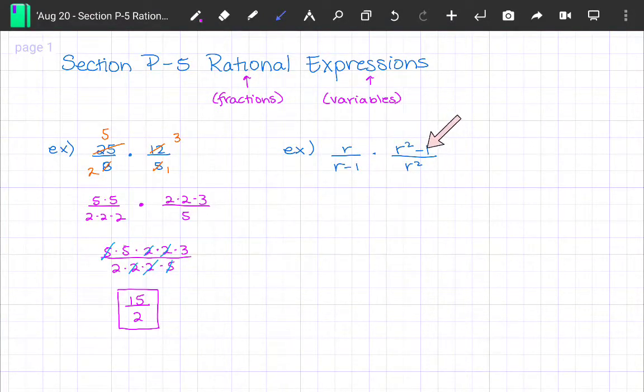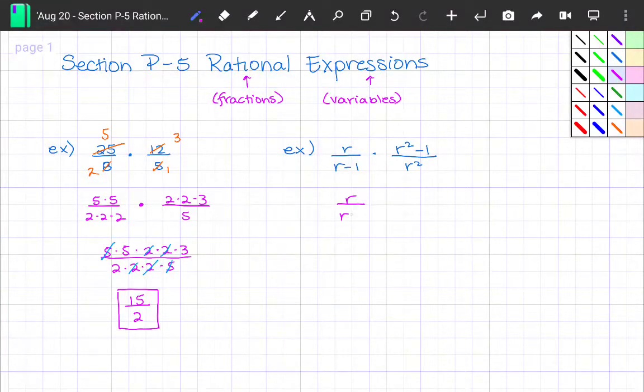And really the only thing that factors further is this r squared minus 1, because it's difference of squares. So the first fraction won't change. It's r over r minus 1. But if I factor that using difference of squares, it's r minus 1, r plus 1 over r squared. Now that we've fully factored the top and the bottom, we can look for those common factors. And now we can see factors. r minus 1 is the same in the top and the bottom. And this r will cancel out with one of those r's.